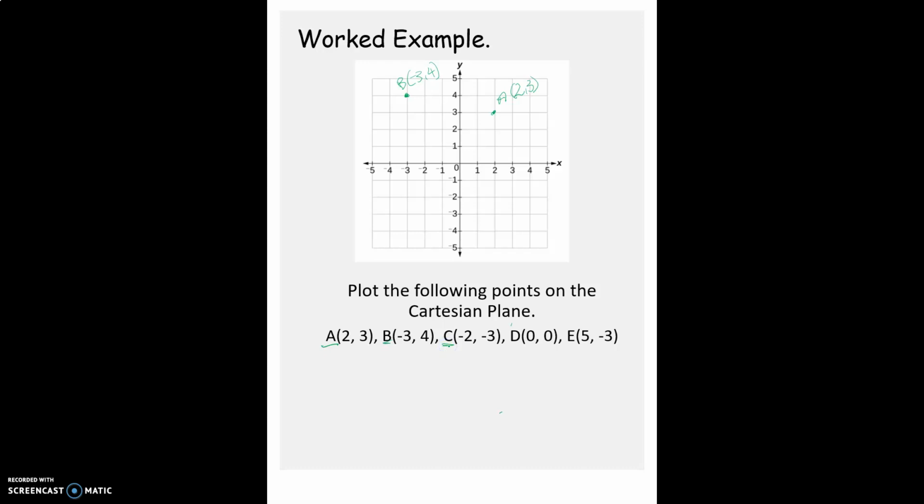Plot point C, -2, so down 1, 2 again, and then down 3, so 1, 2, 3. There's our C point. Okay, and we'll indicate that with -2, -3. D is 0, 0, which we know to be our origin. So that'll be point D, and indicate that with 0, 0, or our origin.